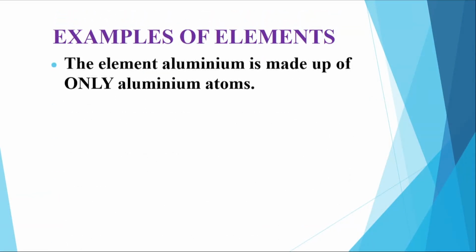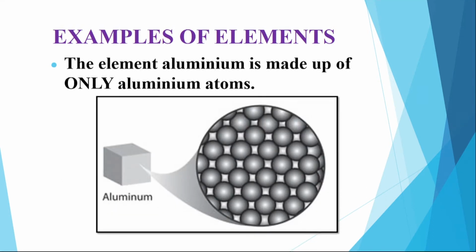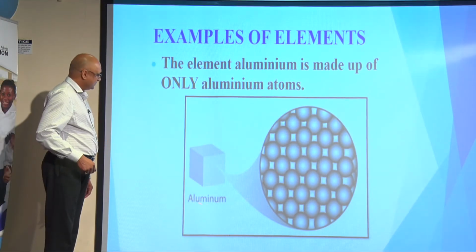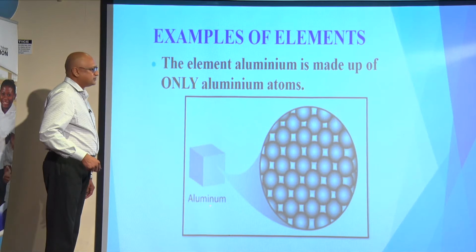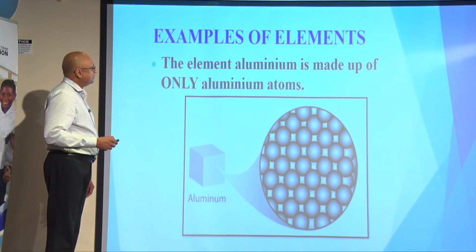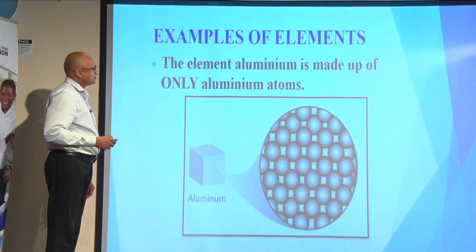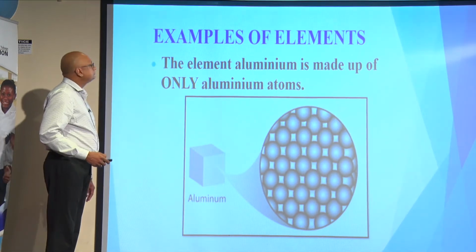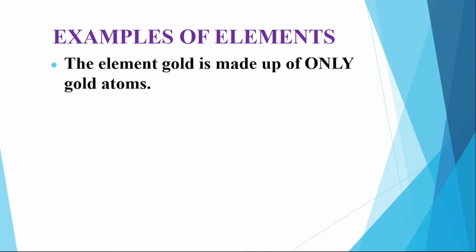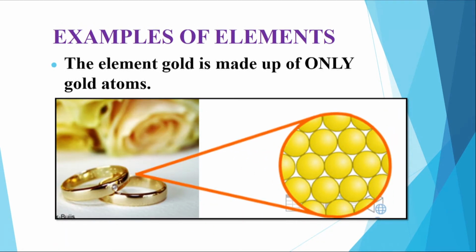Another example, aluminum. The aluminum element is made up of aluminum atoms, as we can see here. Now, you would be seeing two different spellings for the word aluminum. This here is the American spelling, whereas this here with the I is the British spelling. Both are correct. Another example is gold, of which your jewelry is made up. The element gold is made up of only gold atoms. As we can see here, jewelry made of gold, only gold atoms.